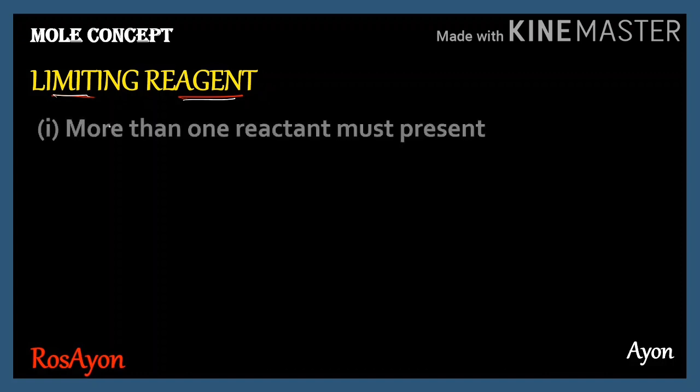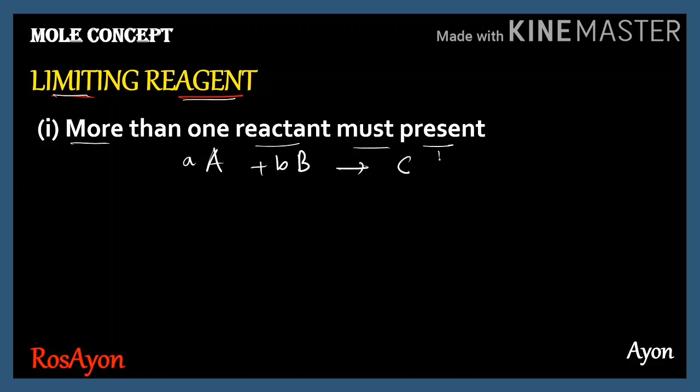Okay, now I talk about some conditions of the limiting reagent problem. First condition, more than one reactant must be present. That means this reaction cannot be a single reactant problem. As for example, this may be A plus B, which gives C plus D. So here more than one reactant, A and B, take part in the reaction.